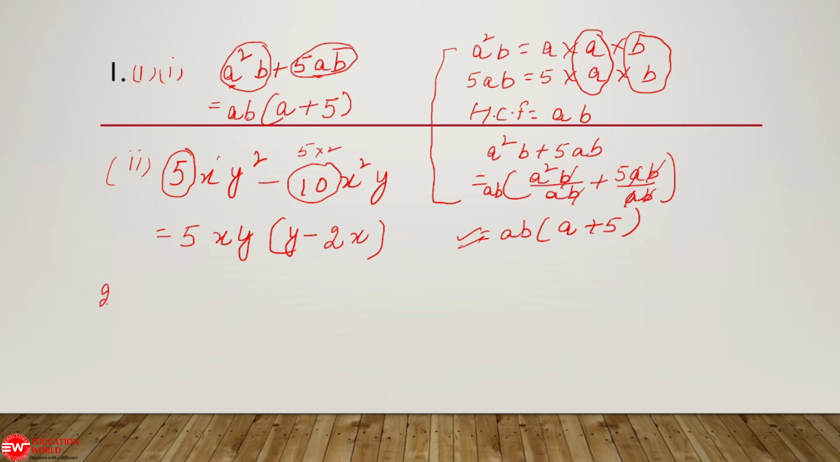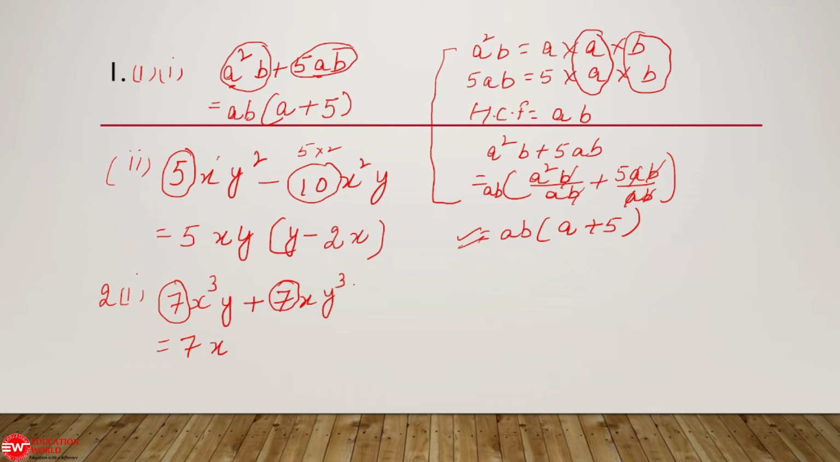Come to the second question, first part. It is 7x cube y plus 7xy cube. See here, it is 7 here and 7 here. It means 7 is common. Come to x now. x is power 3, x is power 1, so the minimum power is common.